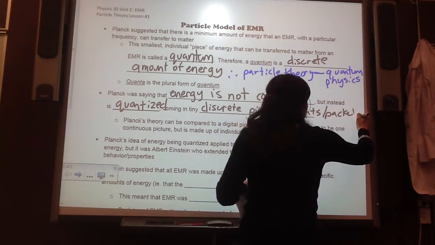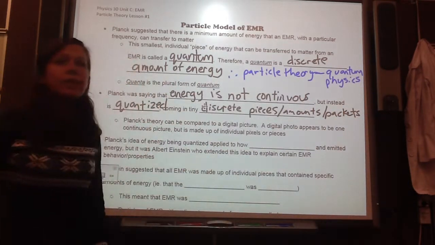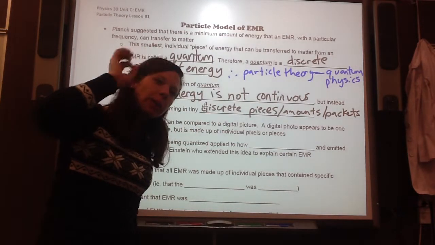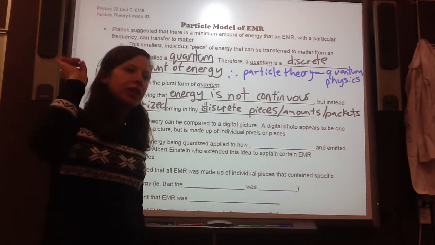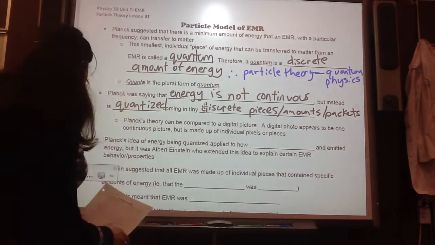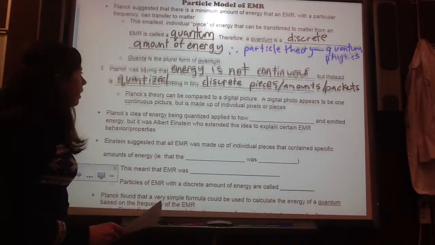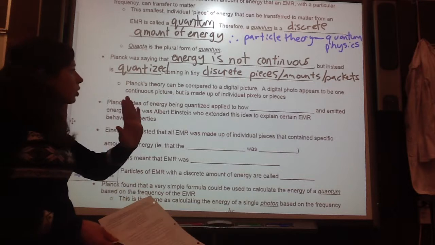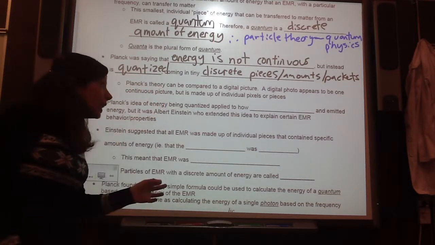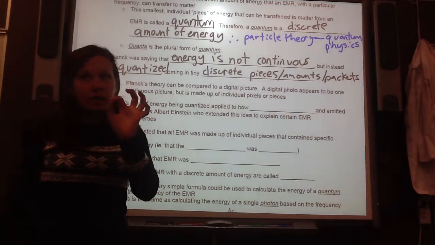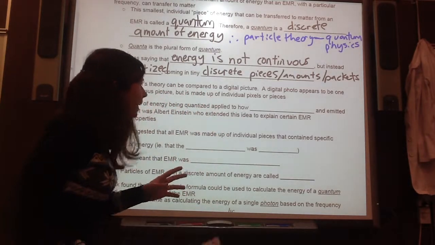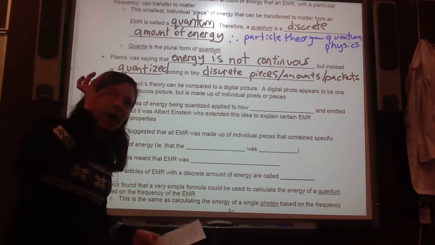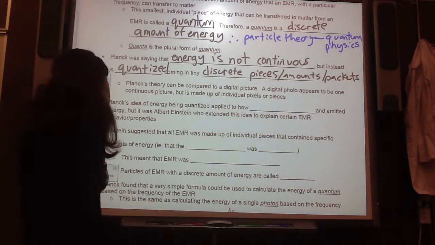The way that you think about it is instead of the light just being one beam of energy, it's like bing, bing, bing, bing, lots of little packets of energy being emitted. Okay? So Planck's theory can be compared to a digital picture. A digital picture appears to be one continuous picture, but really it's made of pixels, so little packets. Just like how energy from EMR is like little packets, but it appears to be continuous energy.